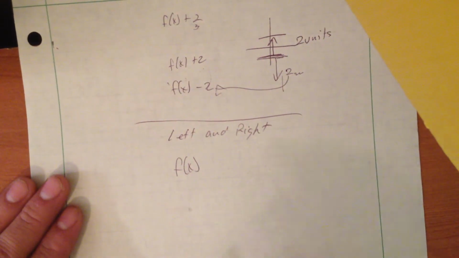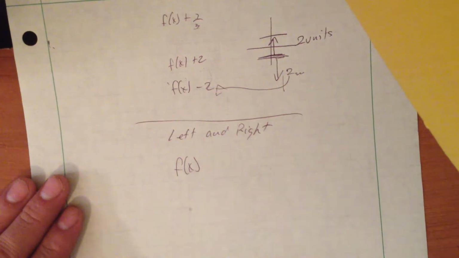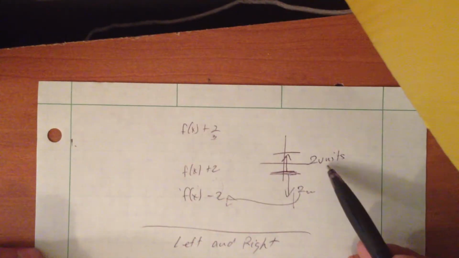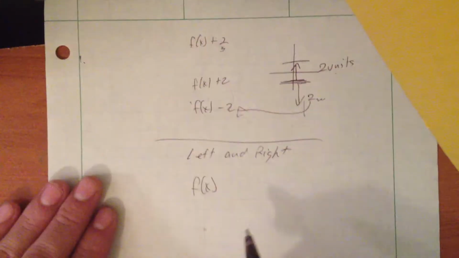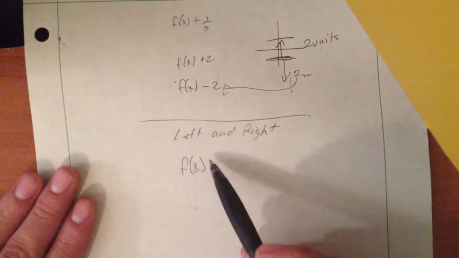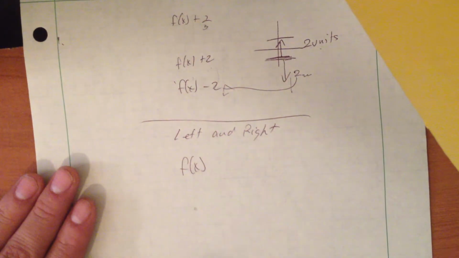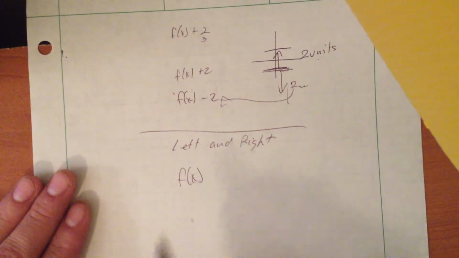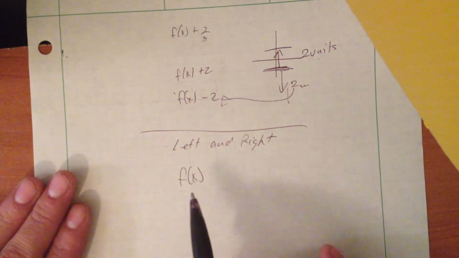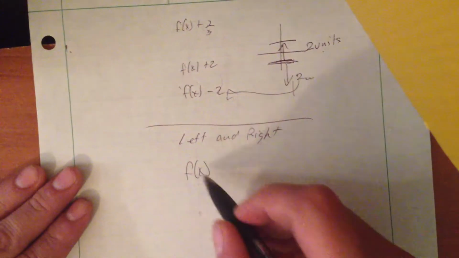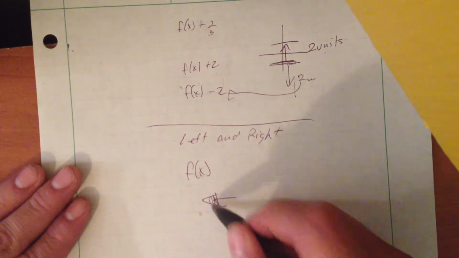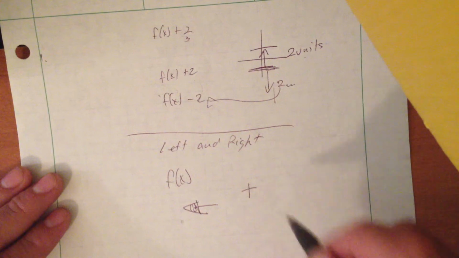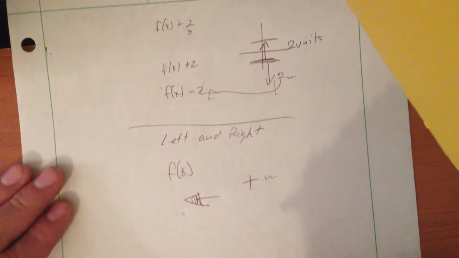To transfer it left and right, we have to do something to it. Like with the up and down, where we add outside the parentheses, to transfer left and right we do it inside the parentheses. But this is the opposite, though. You have to remember that. In order for the graph to go to the left, you have to add whatever the units are.